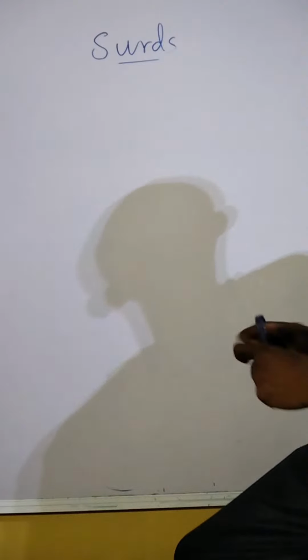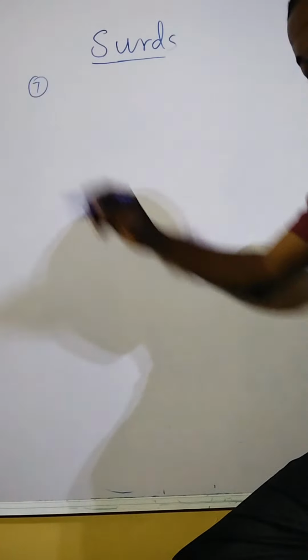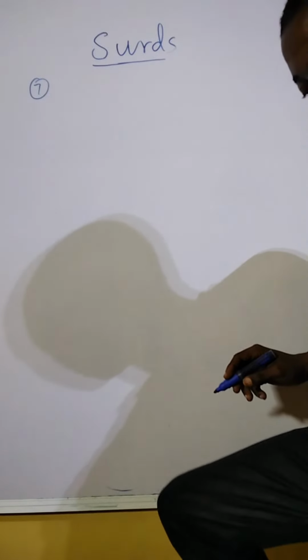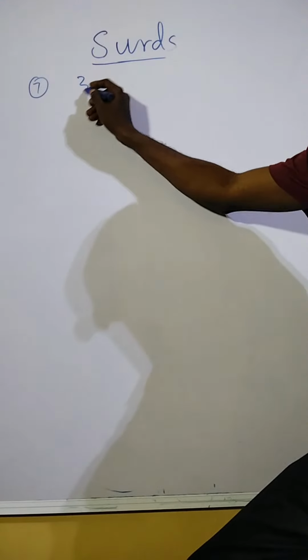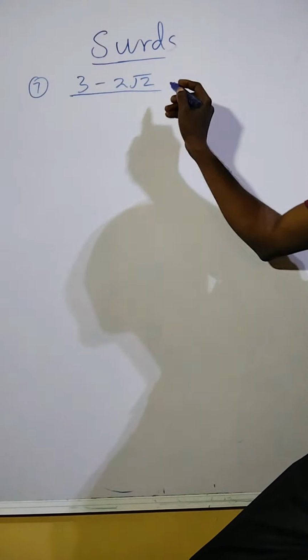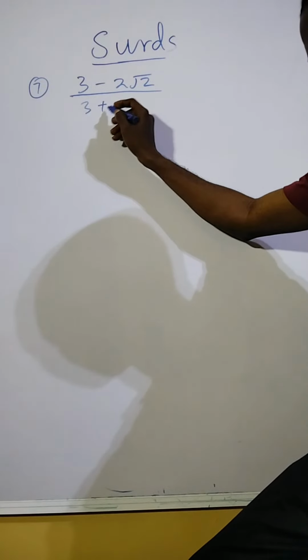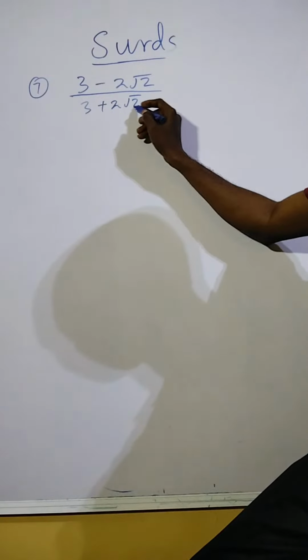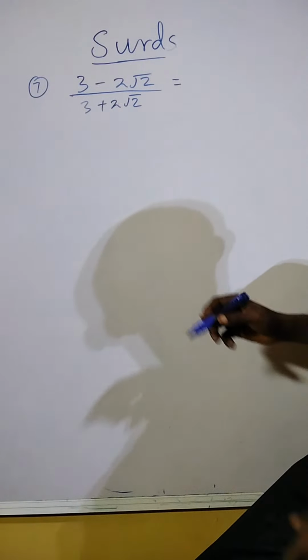Let's look at this as number 7. We have 3 minus 2 root 2 divided by 3 plus 2 root 2. Okay, now to solve this, we also rationalize this surd.